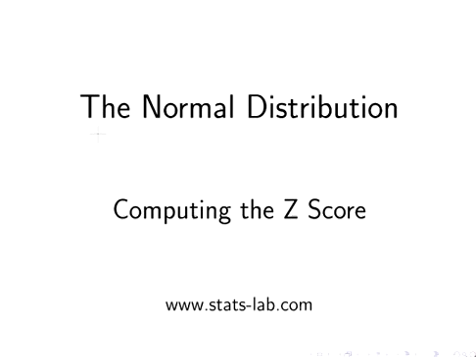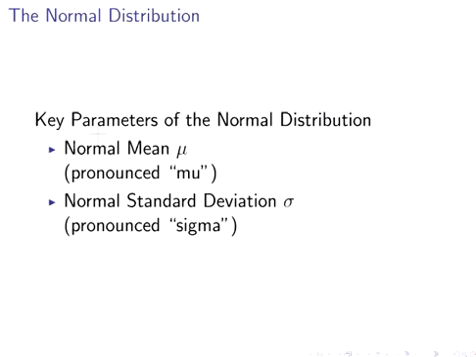So in this presentation we are going to look at how to compute the z-score, or as you might say in the US, the z-score. Importantly, we have to remember that the two key parameters of the normal distribution are as follows. The mean, or I'm going to just call it the normal mean for the sake of clarity, which is denoted by the Greek letter mu, and also the normal standard deviation sigma. Again, I add in the word normal to the standard deviation just for the sake of clarity.